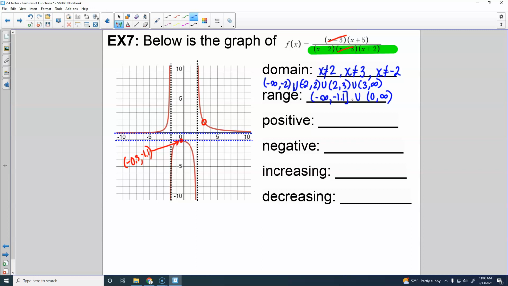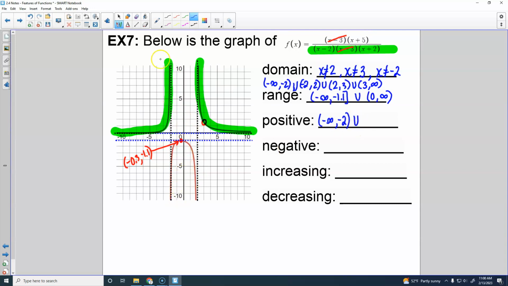All right, positive and negative. When I look at the graph, it's pretty easy to identify the positive and negative, like as far as just pointing them out. Right, here's my positive. All right, so I need to talk about where that graph is positive. So I'm going to start over here. It's going to be negative infinity until I get to this vertical asymptote right here that has a value of negative 2.